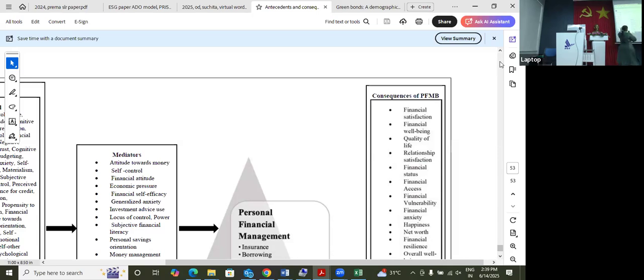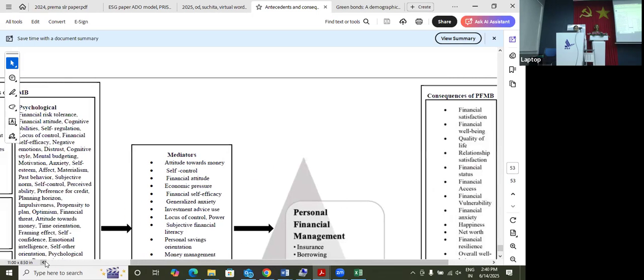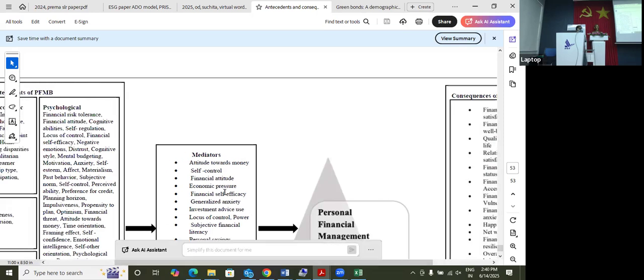So antecedents like this, you can divide the antecedents from the previous papers, and there are mediators and moderators below this, and these are the decision and this is the outcomes. So this is another way of doing the ADO model. I hope it is clear.